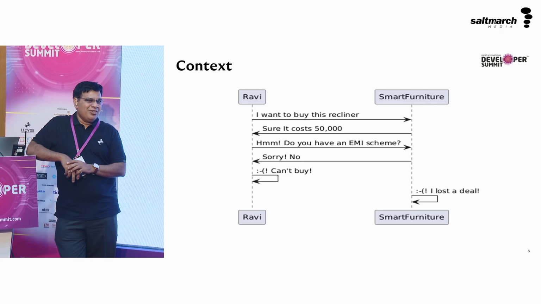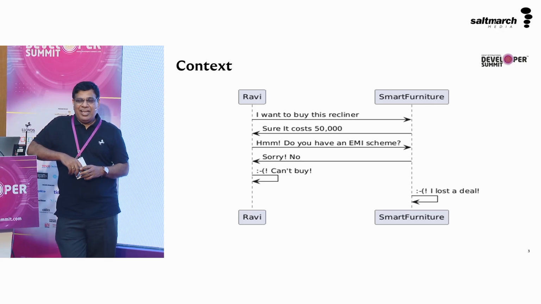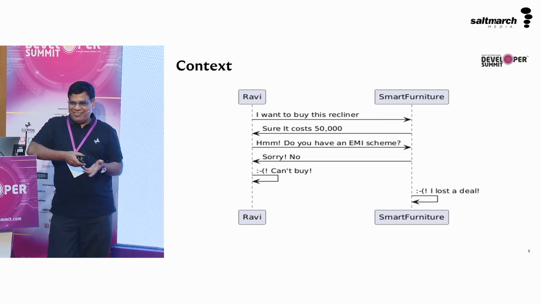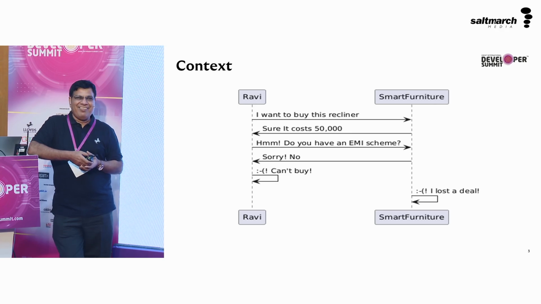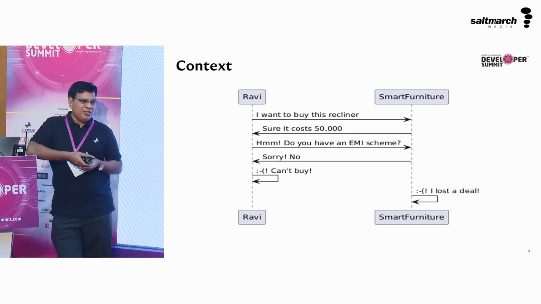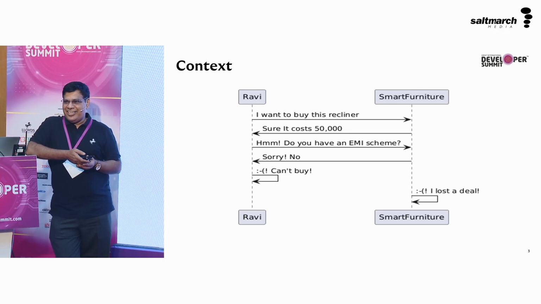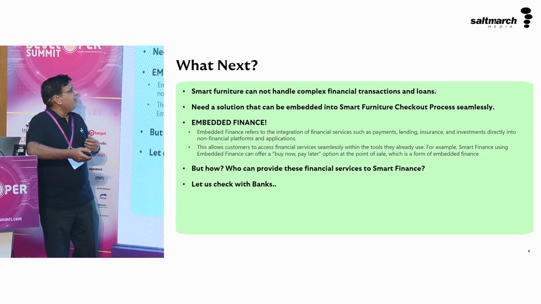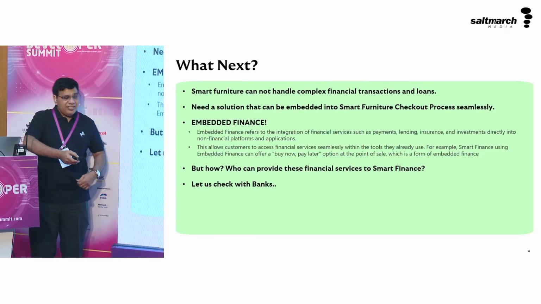And the furniture store guy says, we don't do EMIs. So then I say, I can't buy it now. I can't walk out happy, so I am unhappy walking out of the store. And the furniture store is not happy because they lost a deal. Okay. So now this is what happens.